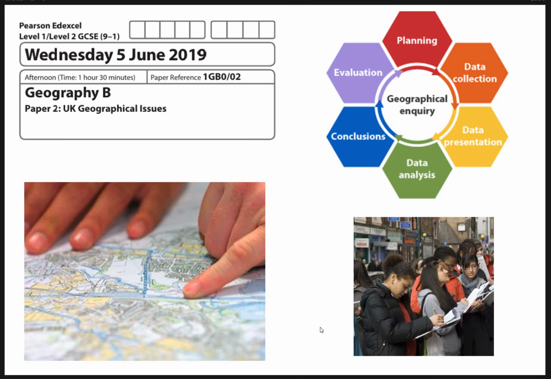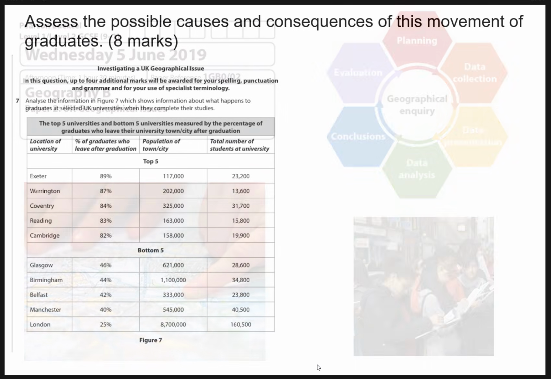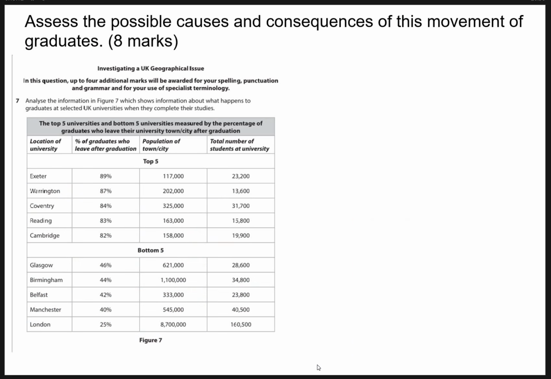Of course, if you're at this level and you're watching this video now, you will of course be aware of it. Okay, let's move on straight to the 8-mark question. Assess the possible causes and consequences of this movement of graduates. So we're going to have a look at the deeper question around this now. There's a lot to take in. There's a lot of data. To answer a question like that, we really need to understand what the data is asking. So let's examine it.